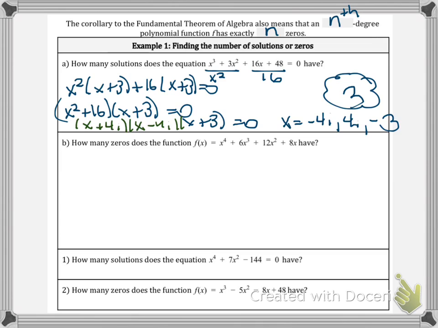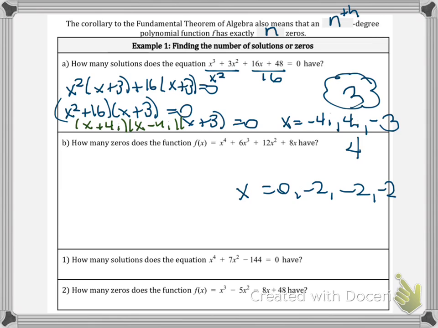Letter B, we can look at how many solutions that has. That has 4 solutions, and then we could actually solve for that. But this is x equals 0, negative 2, and negative 2.